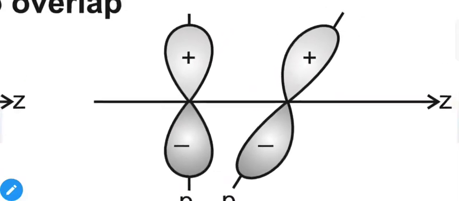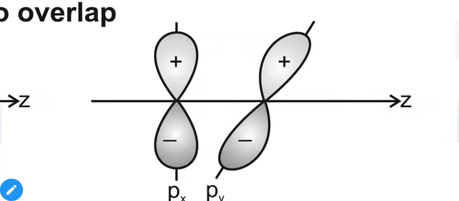When we mix px and py with each other, keep in mind both of them are on different axes, so they are not touching each other, they are not in contact. So there is no contact between the px and py orbitals of two different atoms. That's why no overlapping occurs and it is zero overlapping.